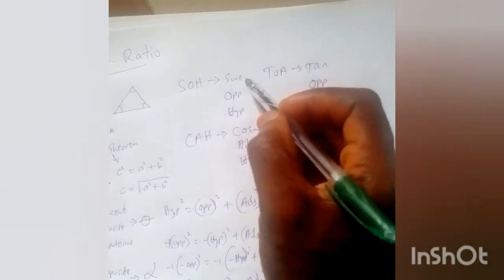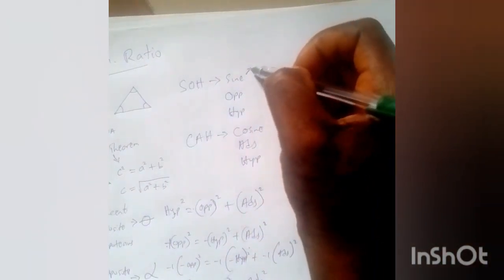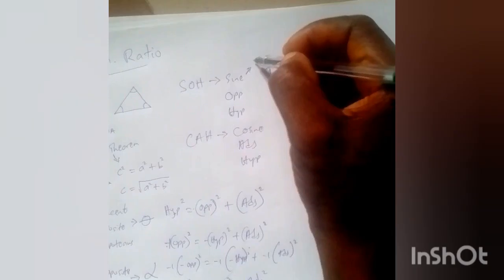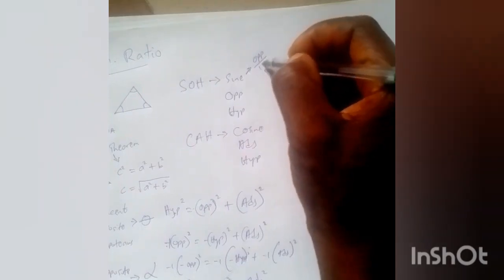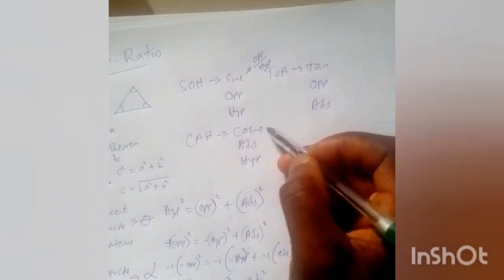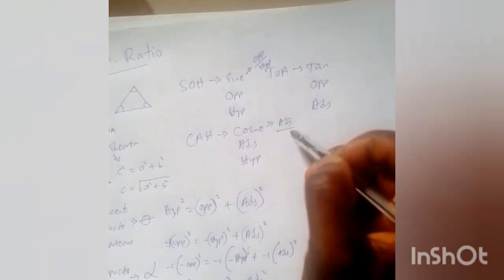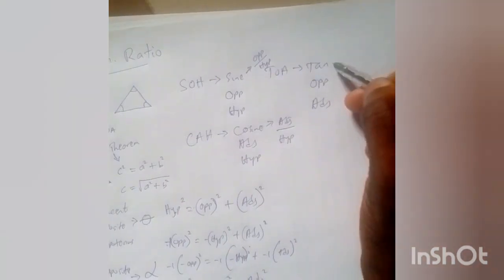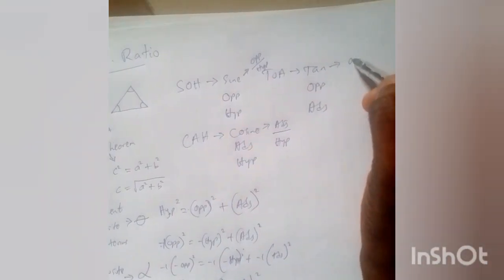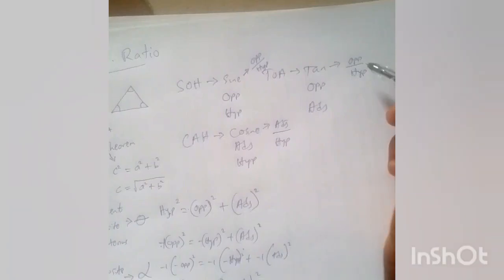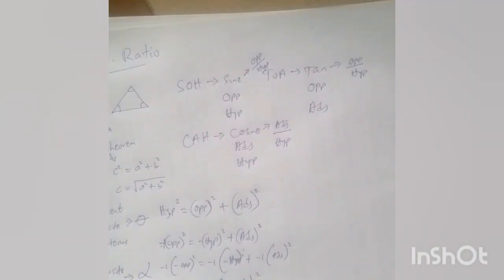So it's trying to tell you that for you to get sine theta, that is sine of the angle, you have to divide the opposite by the hypotenuse. The cosine is telling you for you to get the cosine of the angle, that is theta or alpha, you have to use the adjacent over the hypotenuse. And for you to get tangent of the angle, you have to use the opposite over the adjacent. That's what the thing just means. That's that for SOHCAHTOA.